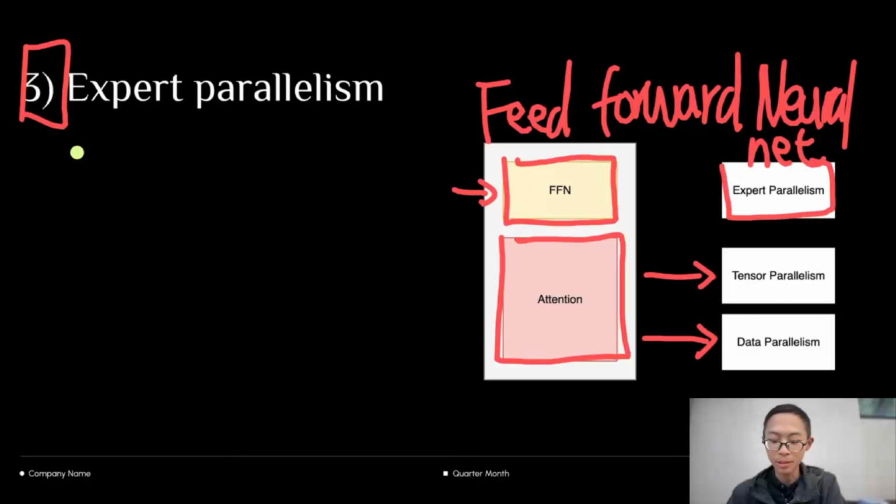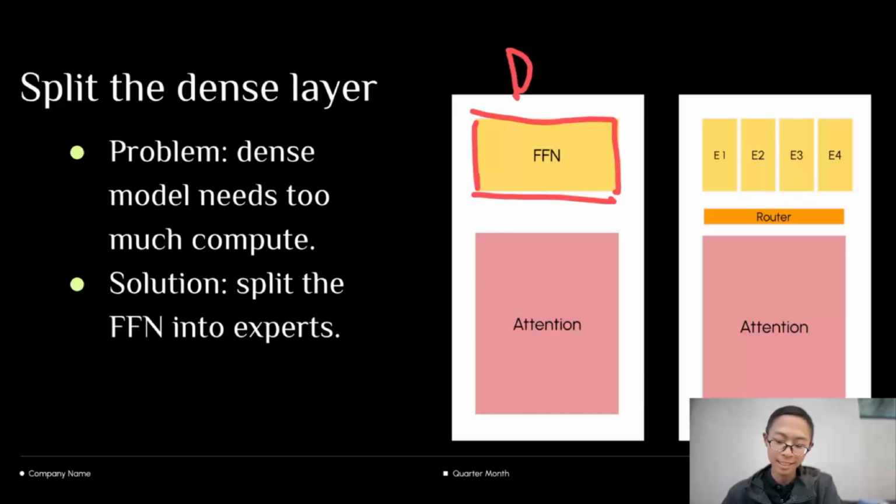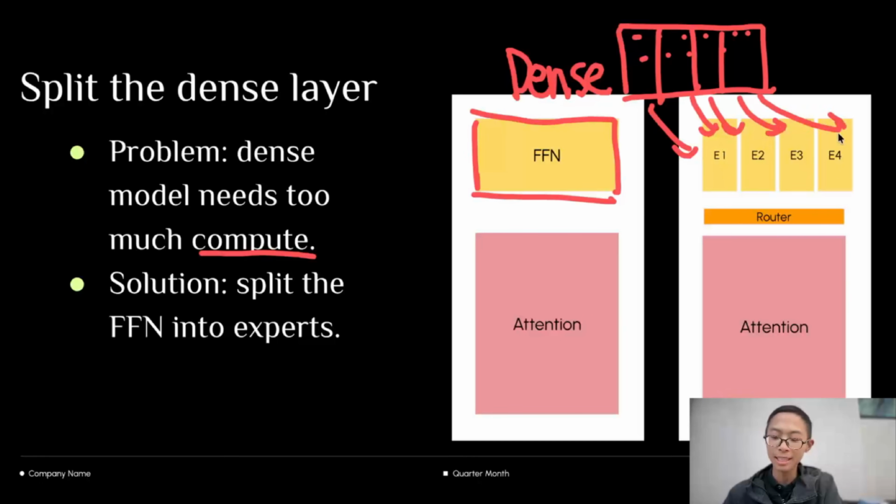We use expert parallelism. What problem is it solving? The feed-forward neural network is very dense. By dense, we mean it's just a gigantic matrix, which consumes a lot of compute, since the bigger the matrix, the more numbers you need to calculate. If we have multiple GPUs, how can we make it faster? Let's divide it into different shards so that each GPU can compute a small sparse matrix.